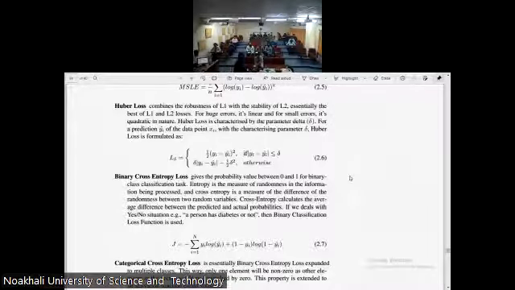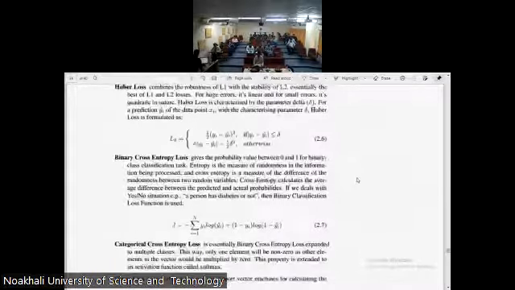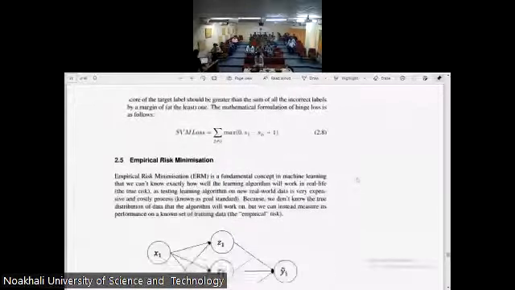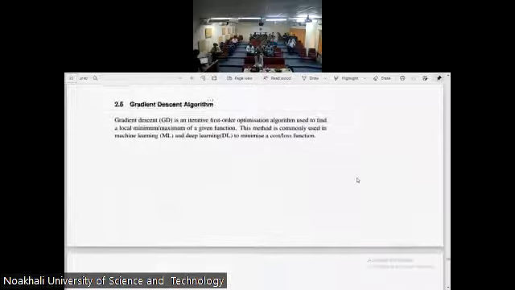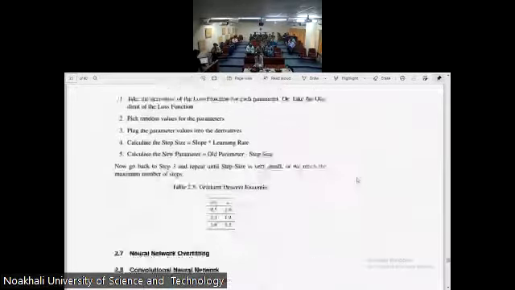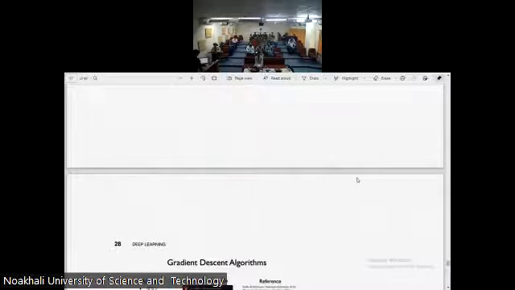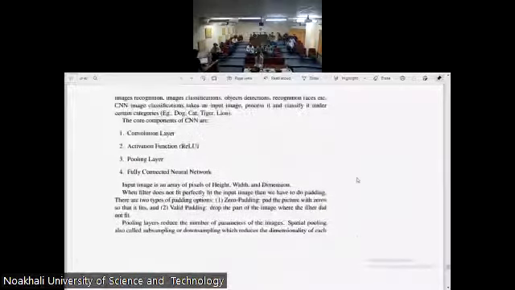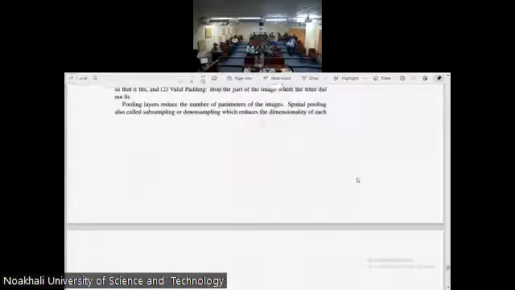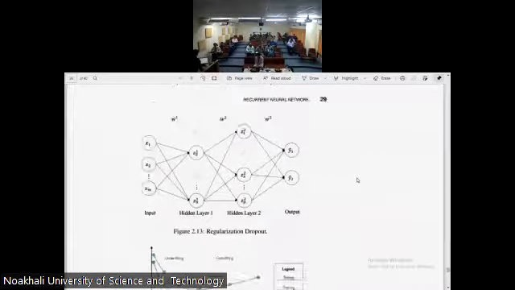In the next session we'll talk about Huber loss, binary loss and categorical cross entropy loss. Then we'll go on to empirical risk minimization. Then we'll talk about gradient descent, and we'll give a practical example using gradient descent. Then we'll talk about CNN and RNN, and the overfitting problem and how we address it in neural networks. So I think it is enough for the first session.